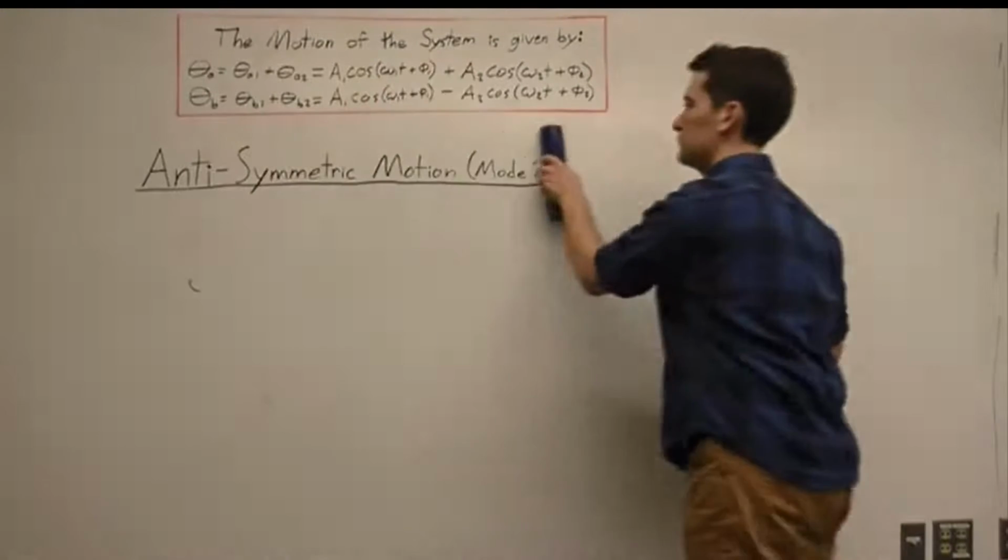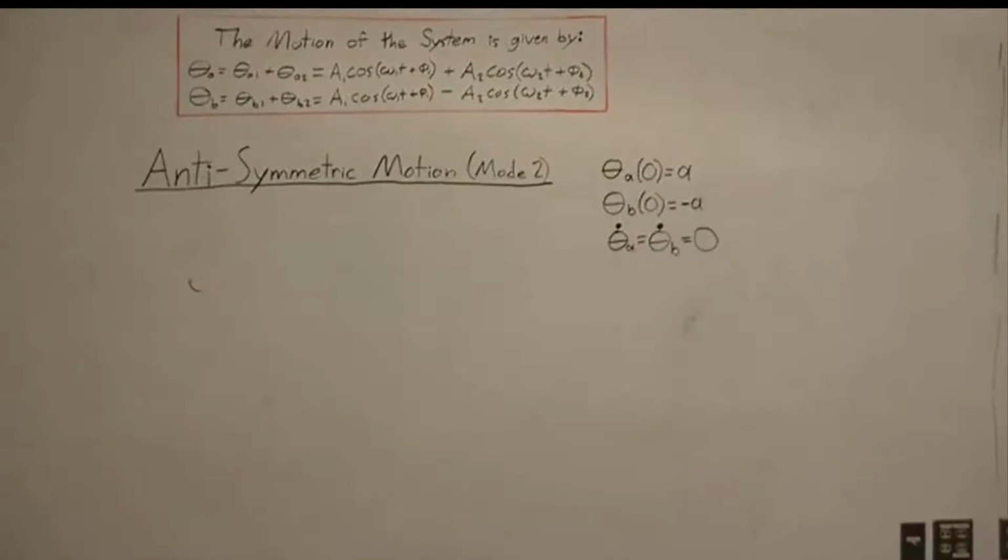Moving on to antisymmetric motion, at time equal to 0, we have initial conditions of theta of A equal to A and theta of B equal to negative A. However, theta dot A and theta dot B are both equal to 0. Another way to think about this is that they have opposite amplitudes initially and 0 initial velocity.